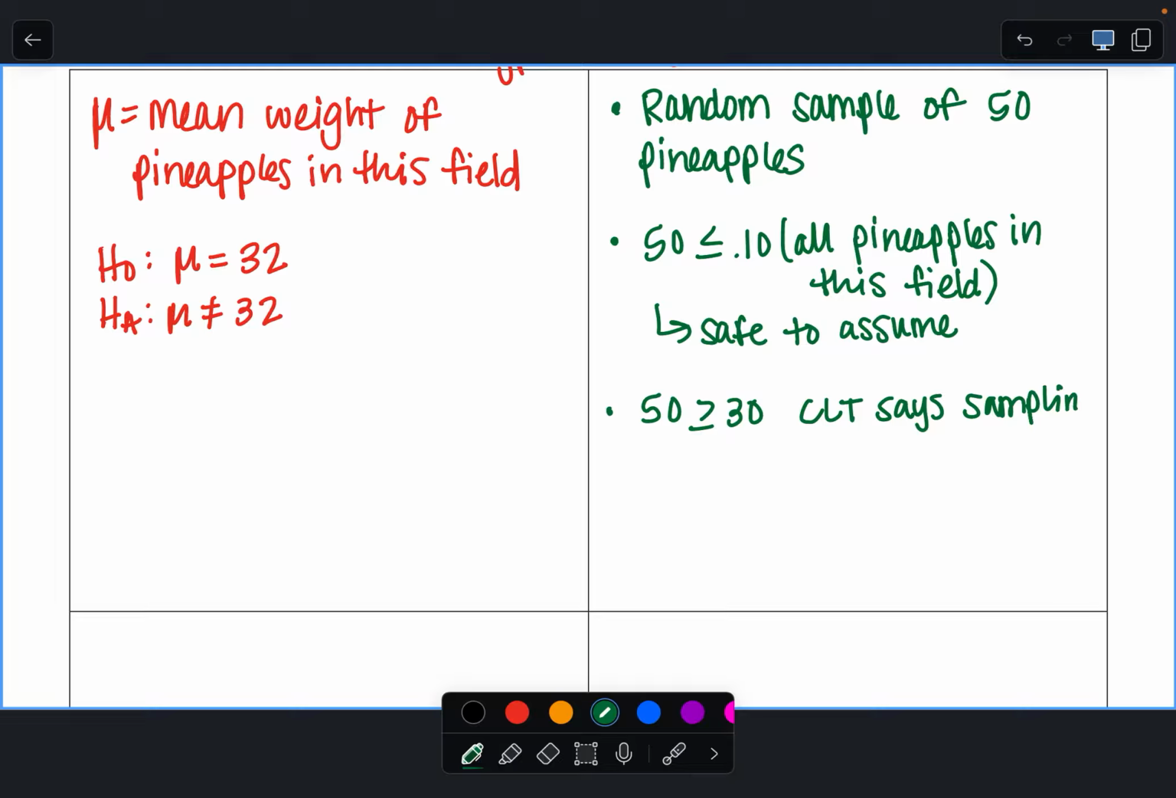sampling distribution. And whenever we do confidence intervals, we typically relate the sampling distribution to the sample. This is going to be, we're trying to represent the population. So I'm going to say mu is approximately normal.